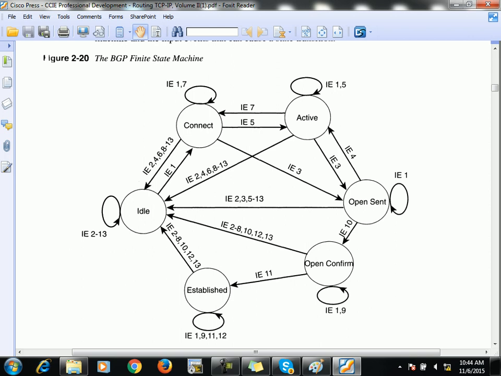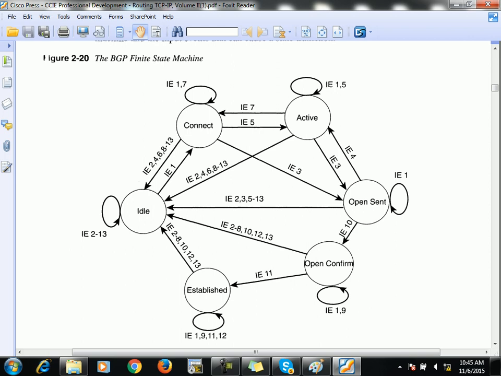Fine. In case the TCP connection was opened successfully, then it will move from active into open sent state, which means your TCP connection has formed. Remember, once your BGP neighborship has moved into open sent state, it means the TCP connection has formed successfully. Whether it is coming directly from connect to open sent, or from active to open sent, in both conditions your TCP connection has been established successfully.